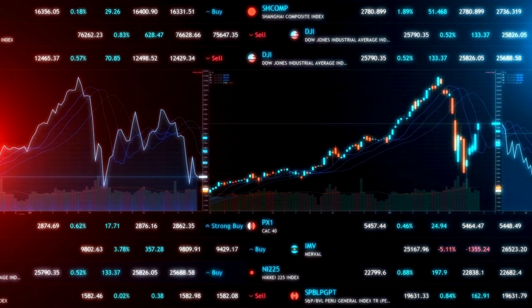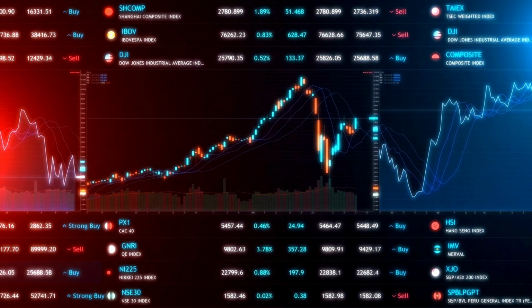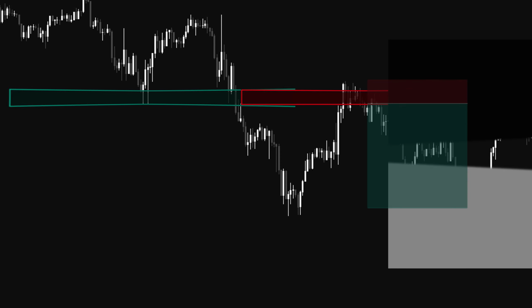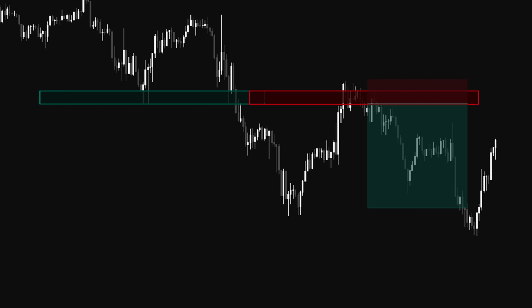Markets evolve, you should evolve too. If you follow these principles and practice consistently, flip zones can become a deadly weapon in your trading arsenal.